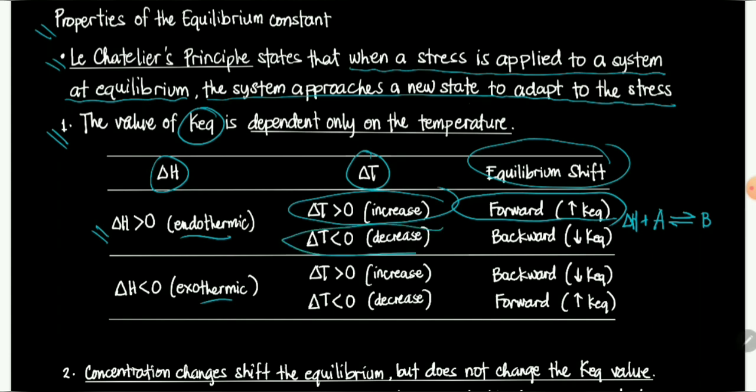So kapag naman dini-decrease mo yung temperature, kabaliktaran lang yung mangyayari. Bababa yung KEQ, magba-backward yung shift natin ng equilibrium. So kapag forward, from A to B, pag backward, B to A. Okay? So, yan yung effect kapag sa endothermic processes.